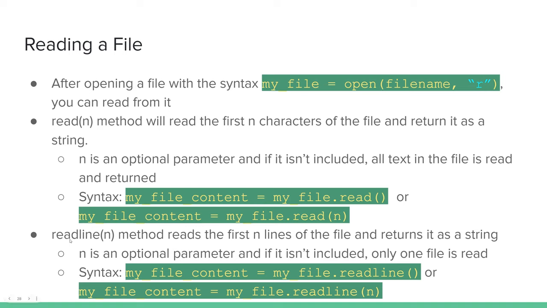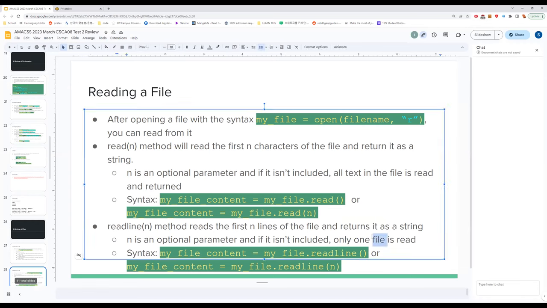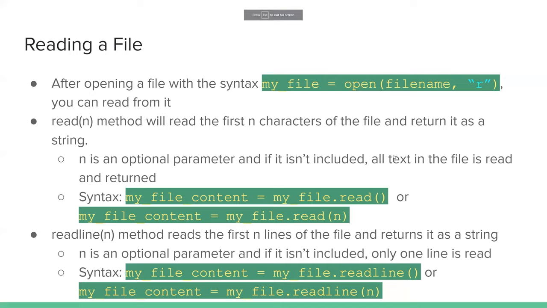Pretty self-explanatory. And readline is a method that reads the first n lines of the file and returns that as a string. n is optional, and if it is not included, only one line is read. So you can have file content assigned to myfile.readline(), or you can supply an integer n.